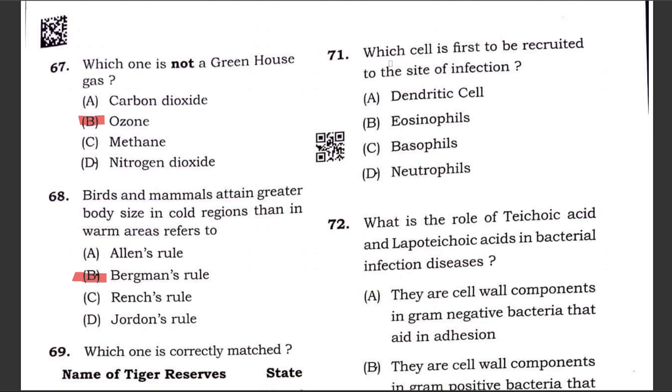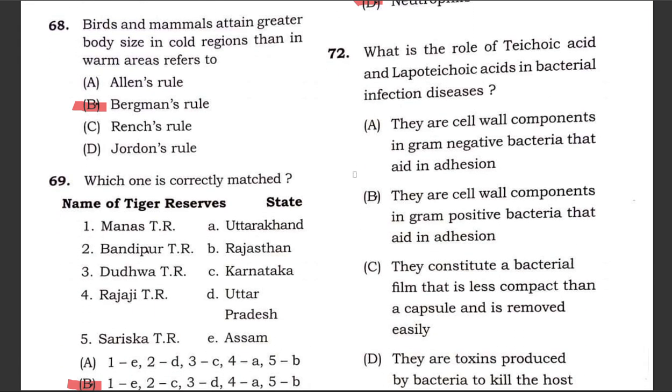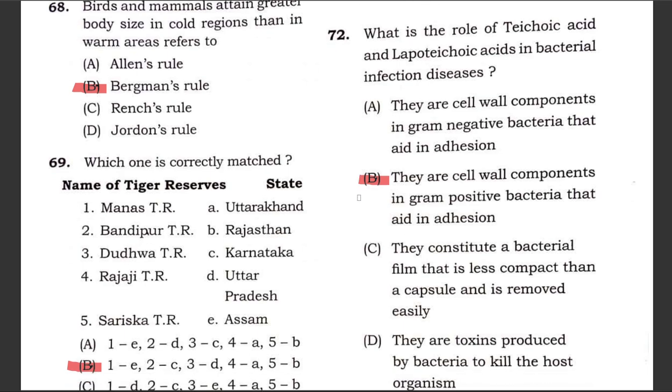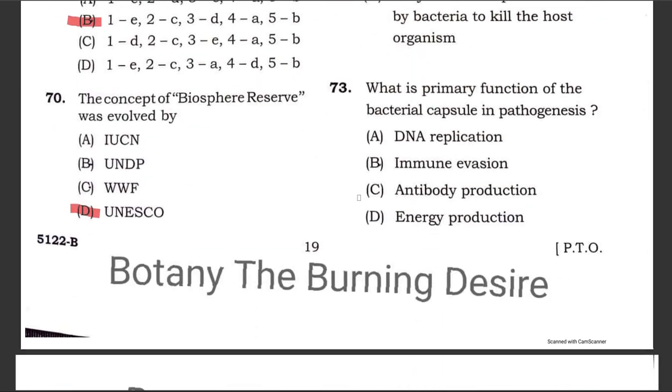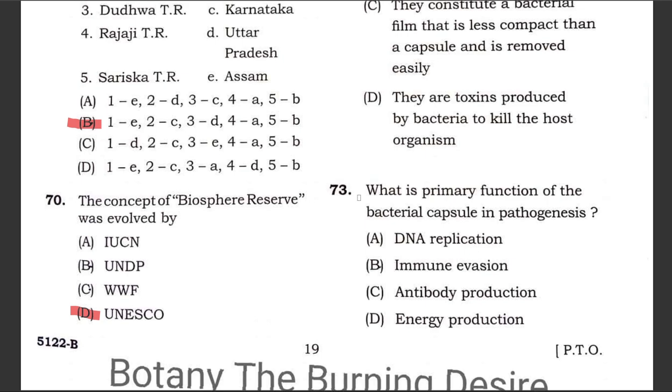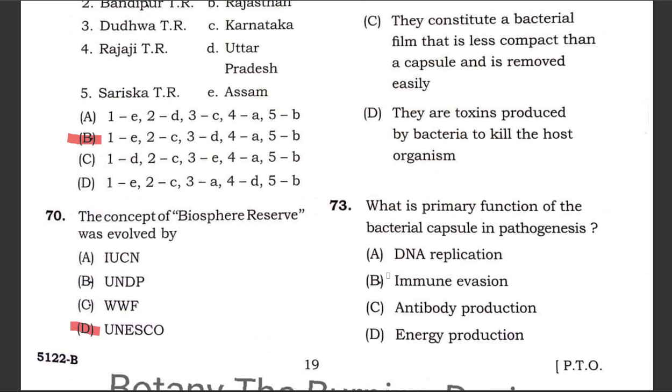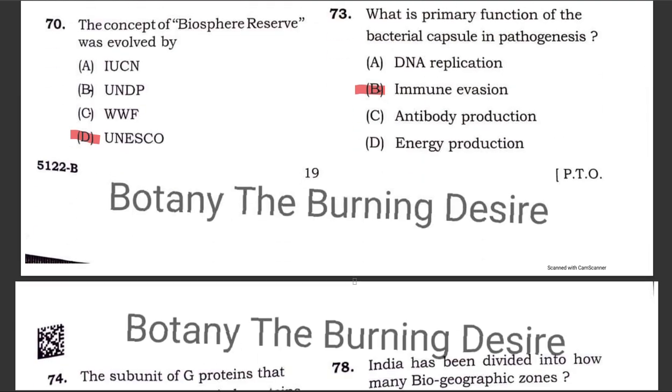Which cell is the first to be recruited to the site of infection? Of course, the cells that are in abundance, neutrophils. What is the role of teichoic acid and lipoteichoic acid in bacterial infection diseases? These are the components of gram-positive bacteria that aid in adhesion. Then what is the primary function of the bacterial capsule in pathogenesis? Of course, the immune invasion.